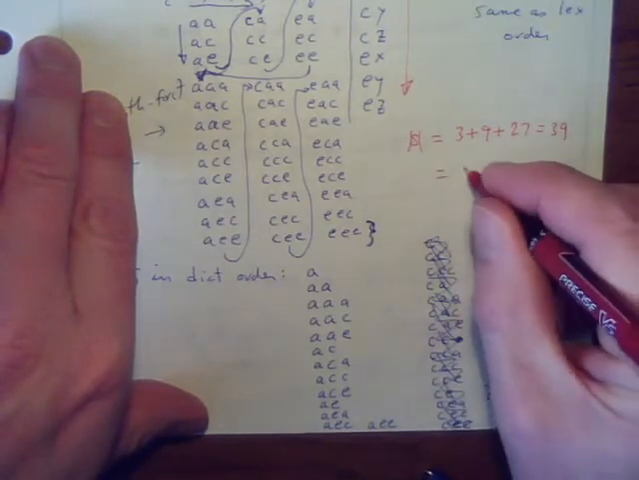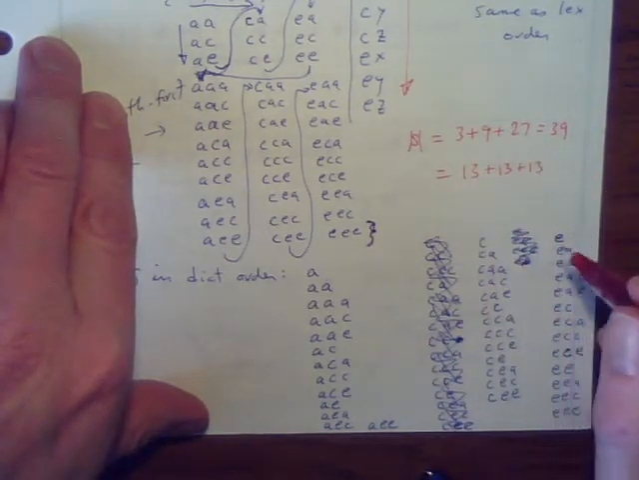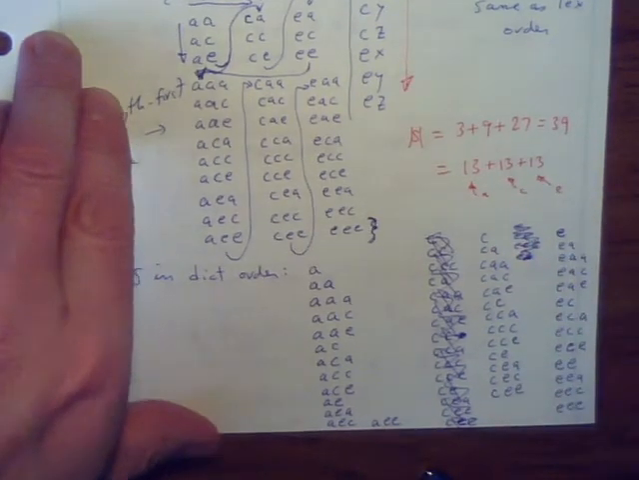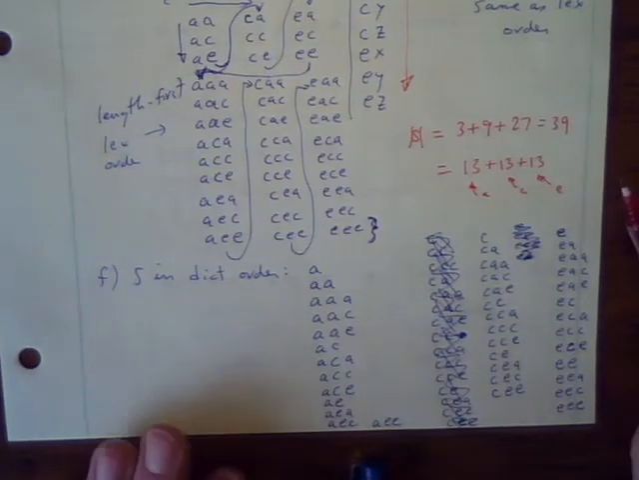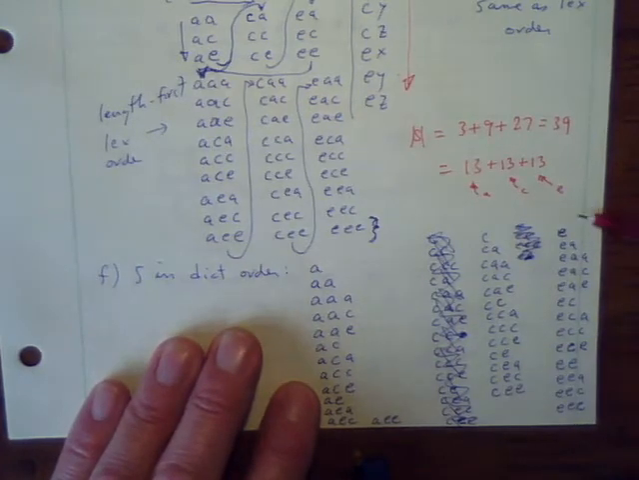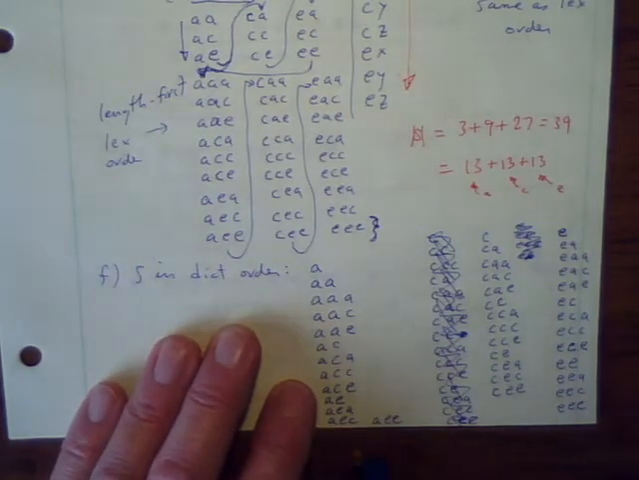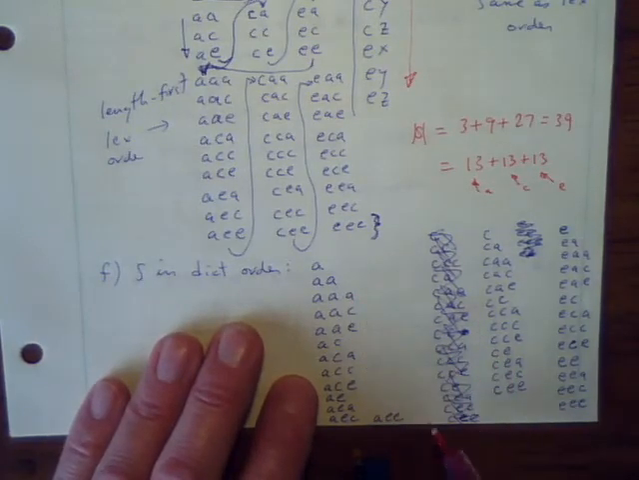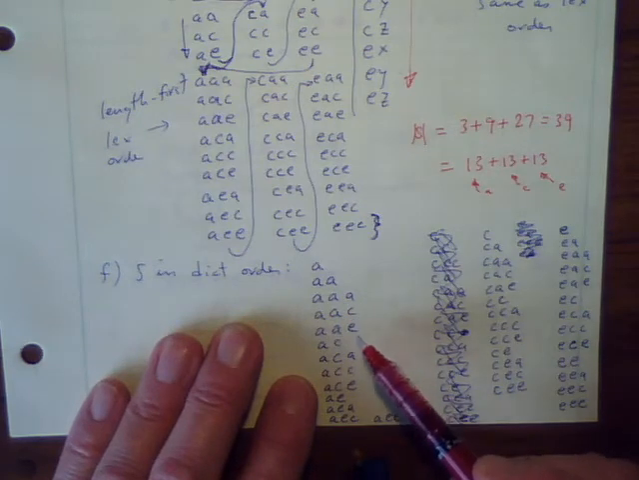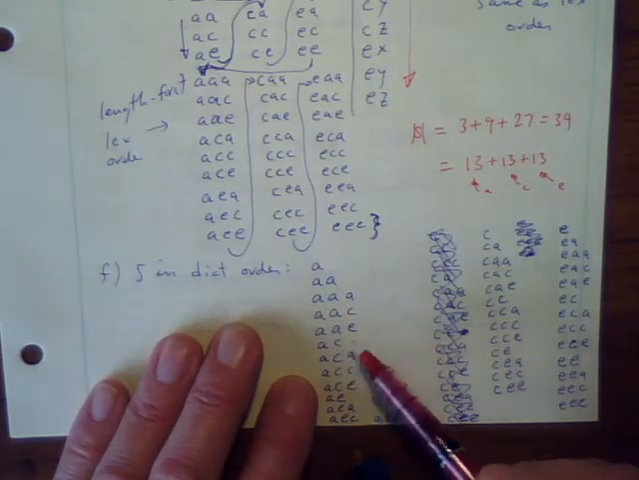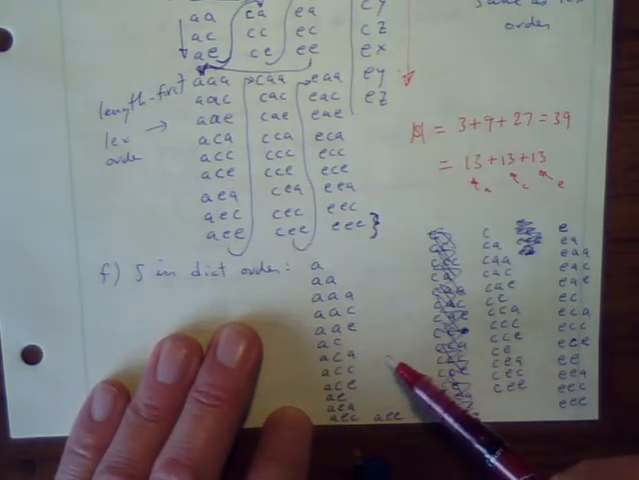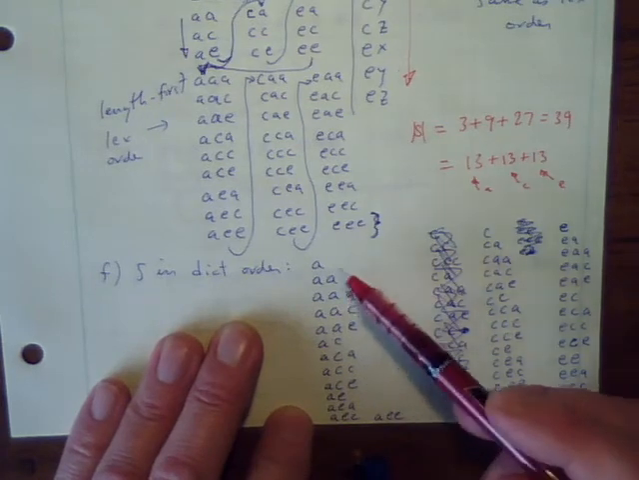Or I can look at 39 as 13 plus 13 plus 13, which is those that start with A, those that start with C, and those that start with E. So I can break that 39 up 2 different ways. In any case, I got 13 that start with A, then 13 that start with C, then 13 that start with E. And we're going to follow the same exact pattern on all 3 of them. We're going to start with A, move to AA, AAA, AAC, AAE, and then the ACs. And then I have 1, 2, 3, 4 ACs, 4 AEs, and 4 AAs and 1 A.